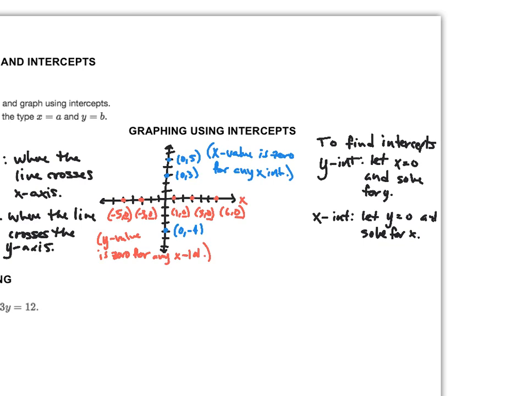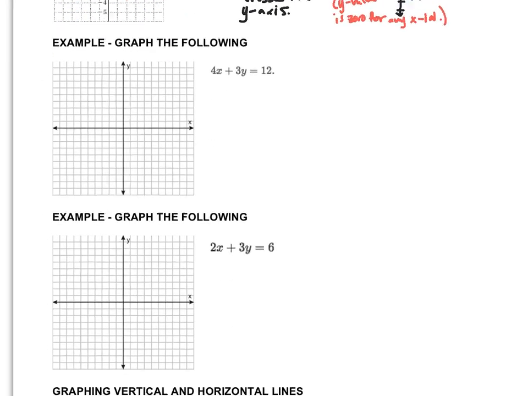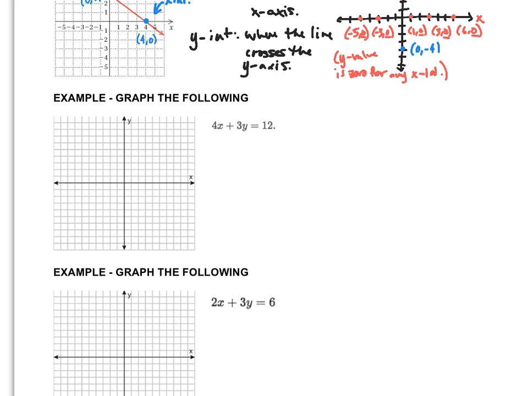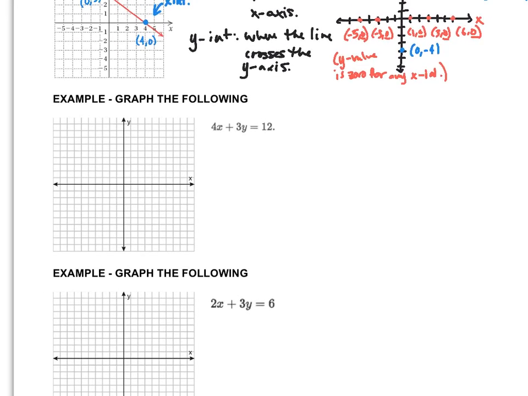And that's what's nice about the intercepts, because operating with 0 is such an easy thing to do. So let's take a look at these two examples here. What I want to do is graph these. Both of these equations are in standard form, meaning that the x and y values are on the left side of the equal sign.